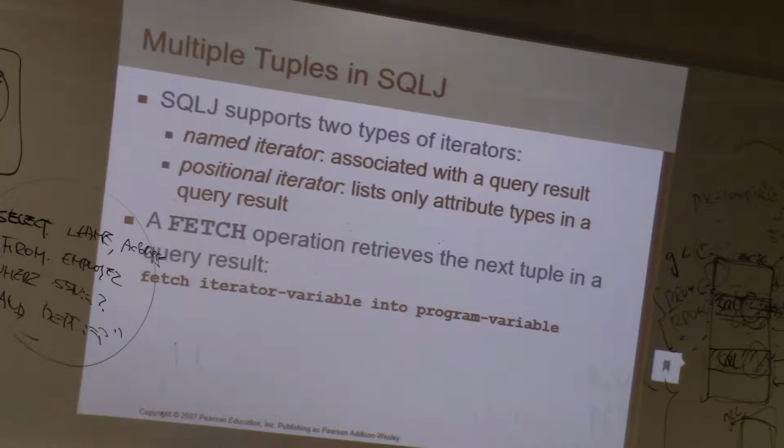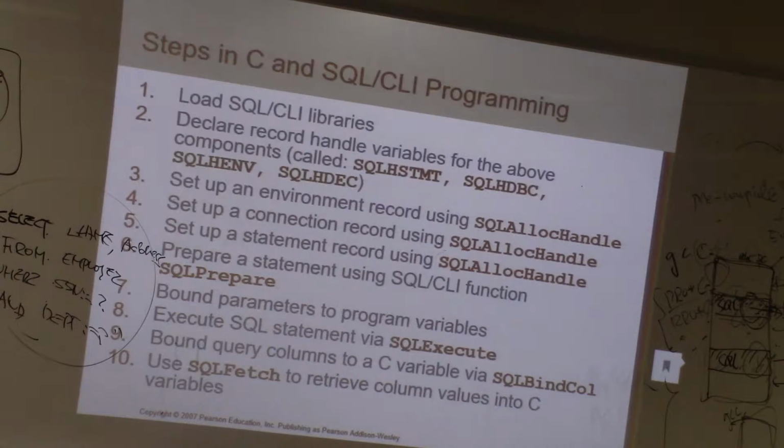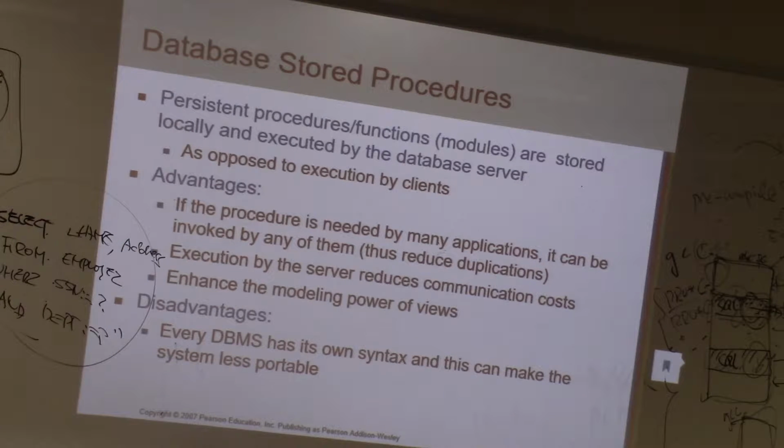We will skip SQLJ. SQLJ is not much used. It's an example of C programming. The third one is the stored procedure.